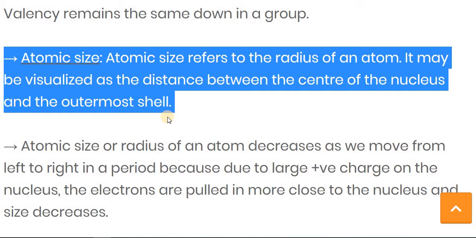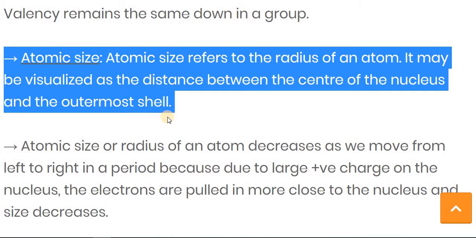So the electronegativity is also increased, and due to that the force of attraction is increased. So the nucleus is pulled, and that pulls this electron towards it. So ultimately the size of the atom decreases if you are moving from left to right, means in a period.